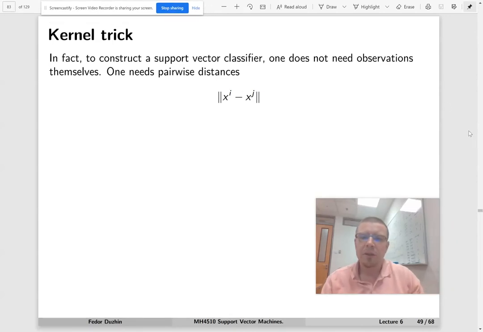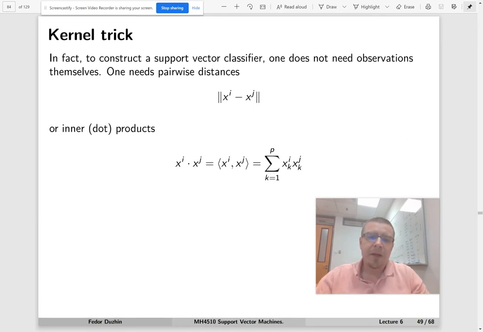All right, so now let me explain how support vector machine works. In fact, to construct a support vector classifier, which is the same thing as a soft margin classifier, one does not need training observations themselves. One only needs pairwise distances or pairwise inner products of observations.